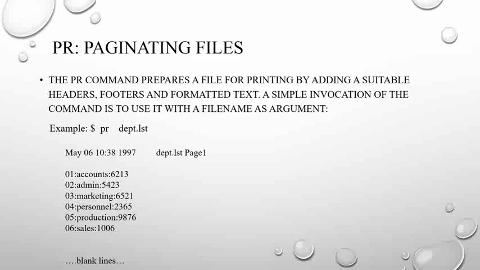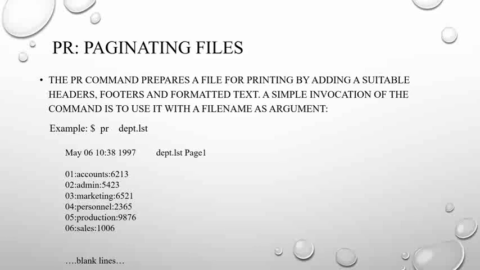The header shows the date and time of the last modification of the file along with the file name and the page number. You can see in the example the header is giving you the date, which is nothing but the last modification date and the modification time. The last modification date was May 6th and the time was 10. This is how you can use the PR command, and there are some options.